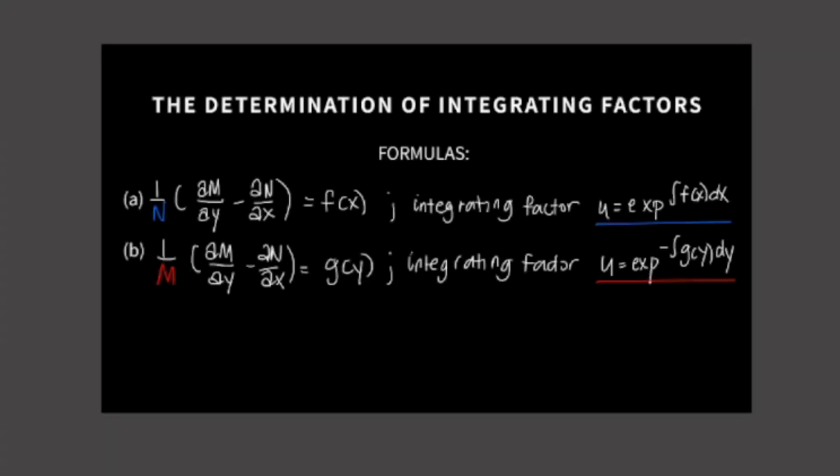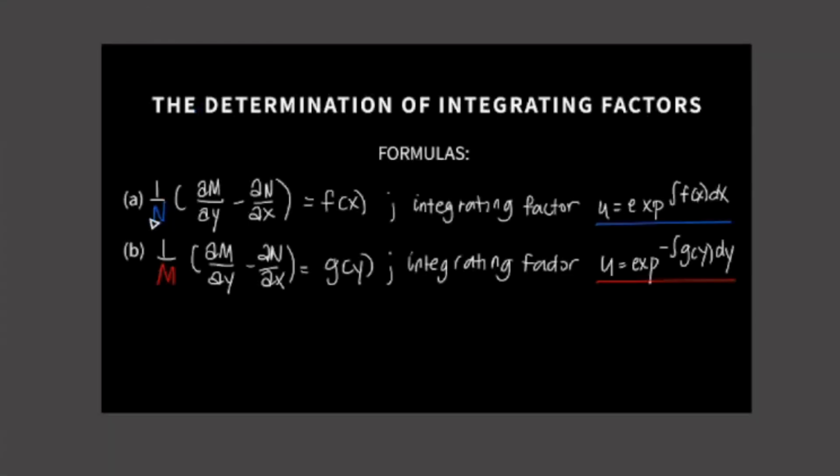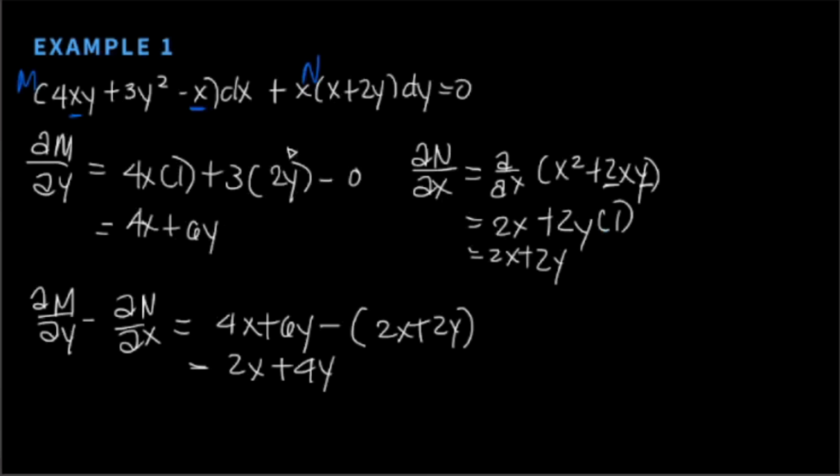So, may formulas tayo dito. Pili tayo sa dalawa. So, ang trick natin dito is tignan natin yung difference nito. So, ano ang mas madali or may kapareha sa either M or N na kapag dinivide natin, makakancel. So, it's N kasi, tignan mo, so, ang follow natin is yung formula A.